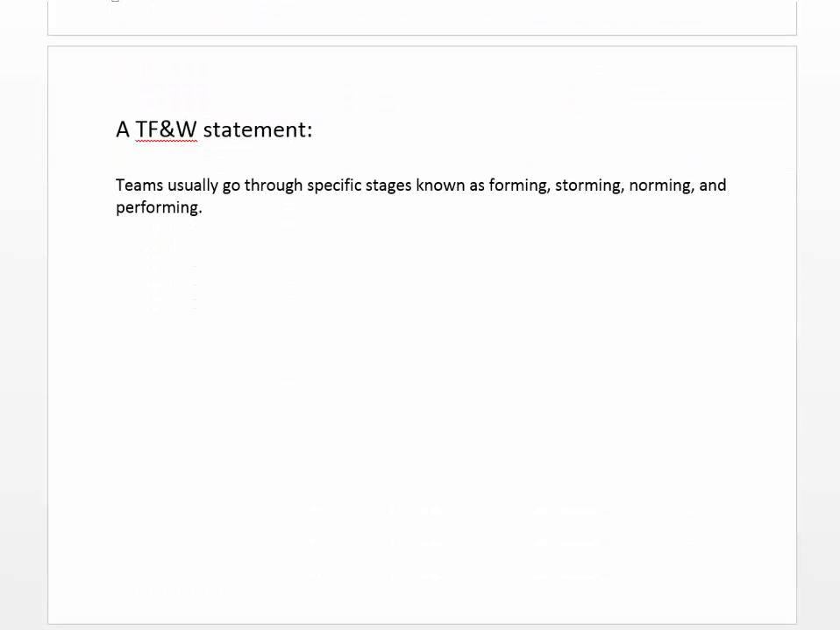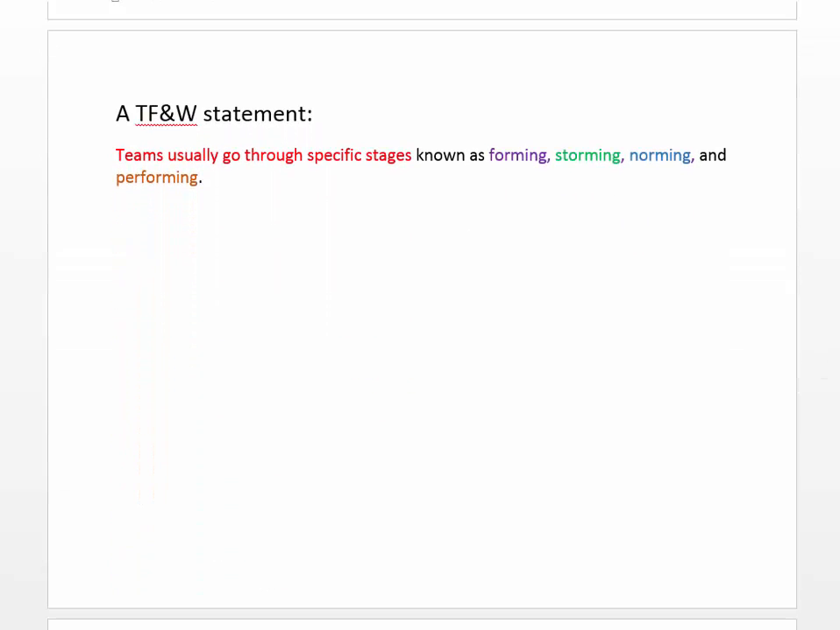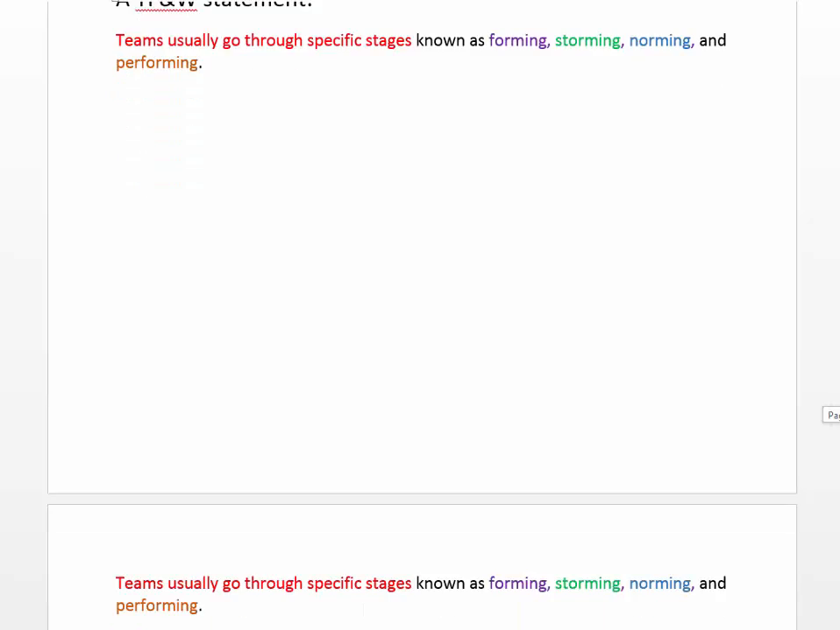Teams usually go through specific stages known as forming, storming, norming, and performing. Let's find the 2 parts. Here, this is a little bit different. Teams usually go through specific stages, that's correct, and these are the 4 correct stages. They were even in the right order, but I've given each one of them a different color because this allows you many ways to answer. Although you may think it only has 1 part, it actually has at least 4.